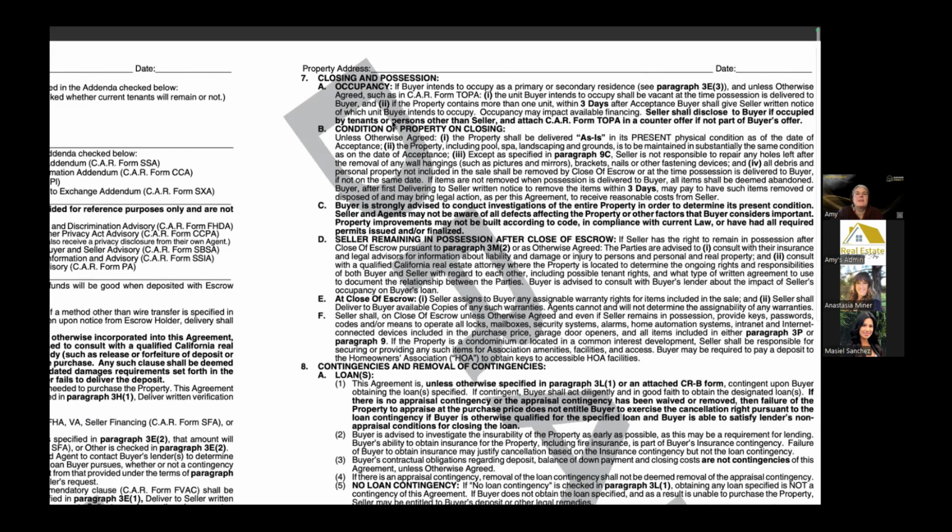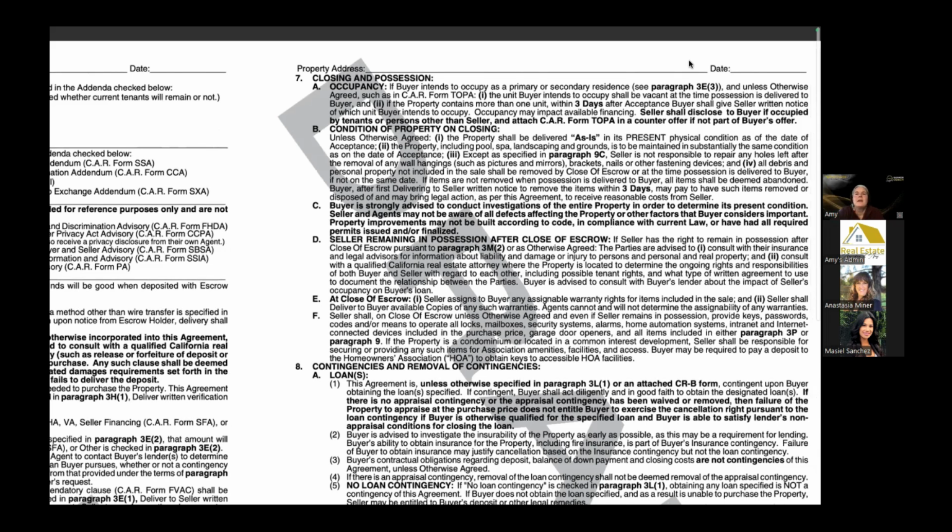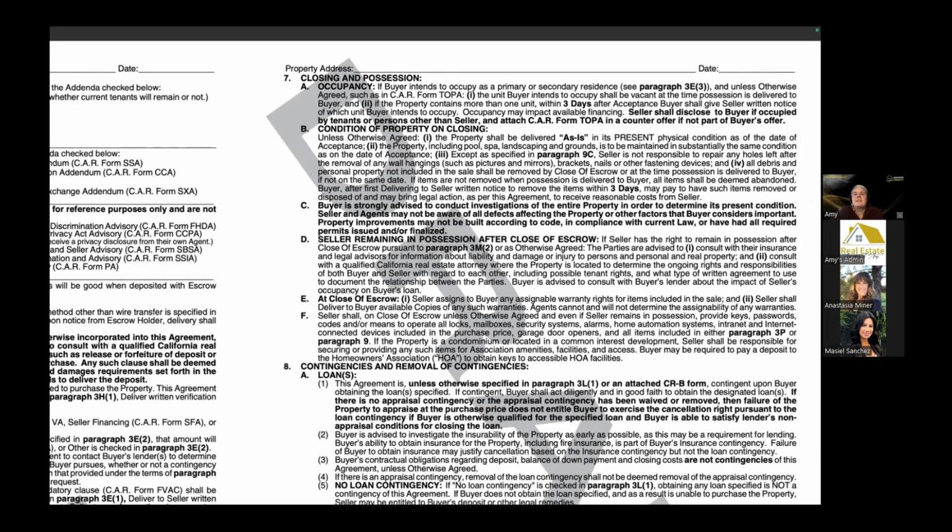Let's check 7A. Occupancy. Buyer intends to occupy as primary residence, see paragraph 3E3, and unless otherwise agreed to, such as in CAR form TOPA, the unit the buyer intends to occupy shall be vacant at time possession is delivered to buyer, and if the property contains more than one unit, within 3 days after acceptance buyer shall give seller written notice of which unit buyer intends to occupy. Occupancy may impact available financing. Seller shall disclose to buyer if occupied by tenants or other persons other than the seller, and attach CAR form TOPA in the counteroffer if not part of buyer's offer.